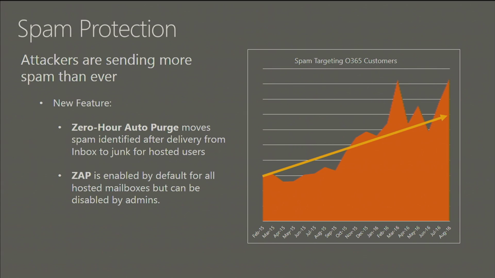But I do actually want to call out one feature that we announced in the past year called zero-hour auto purge. This is a feature that we can only do for mailboxes that are hosted in Office 365, and we can perform it because we can access the mailbox. So zero-hour auto purge allows us to move a message from the inbox to the junk mail folder if we've detected after delivery that that was actually a spam mail. It's a very powerful feature. It's on by default for all users, but as administrators of an organization, you can disable that feature if you find that it's not something that you want, because you don't want your users to see that experience. So that's what I want to touch on for spam protection.